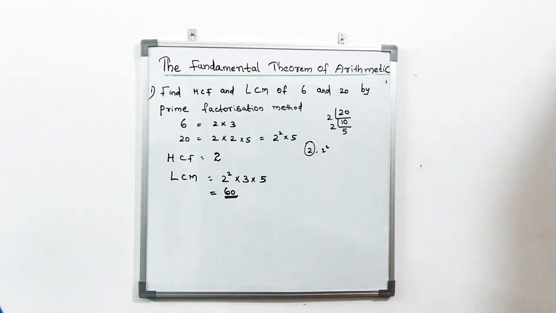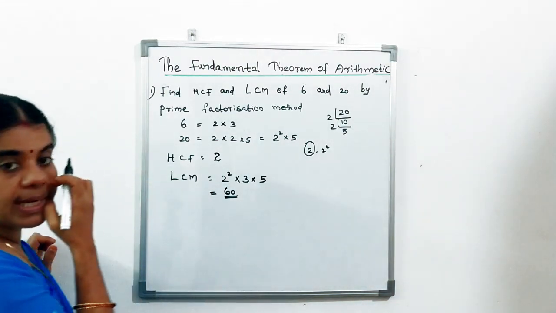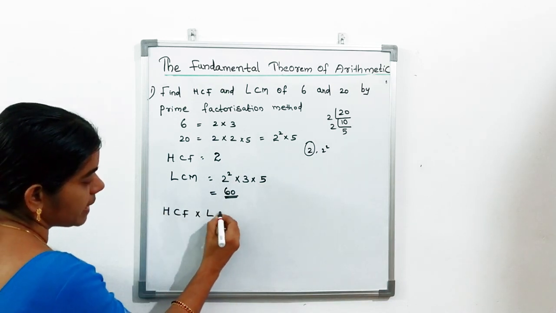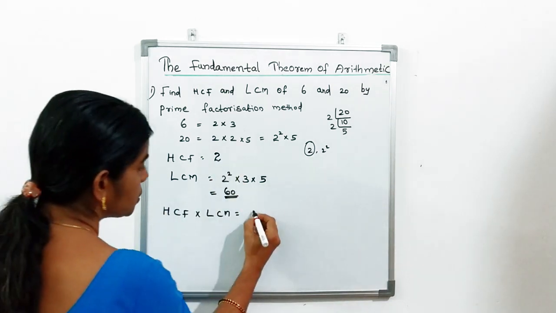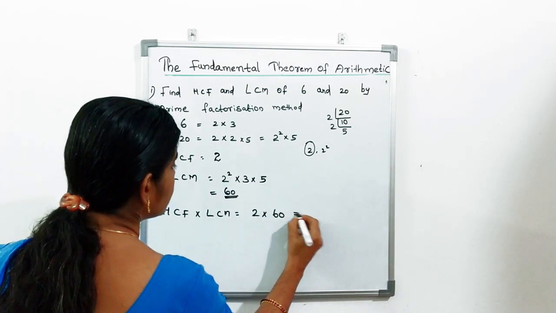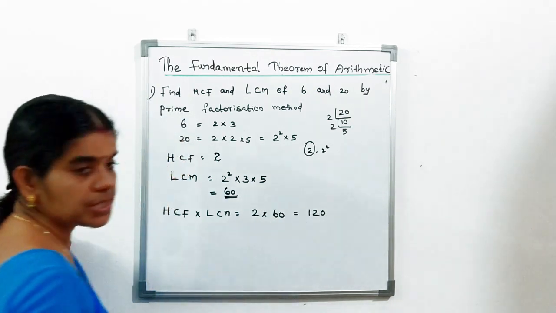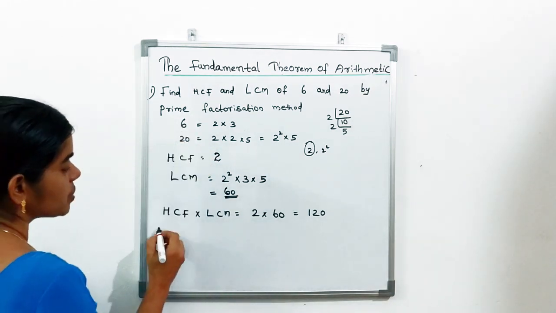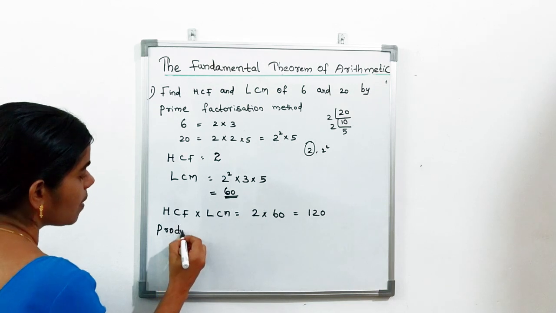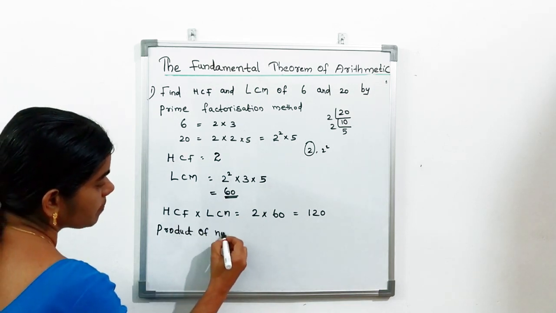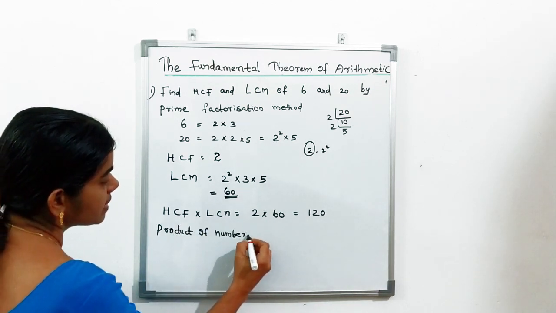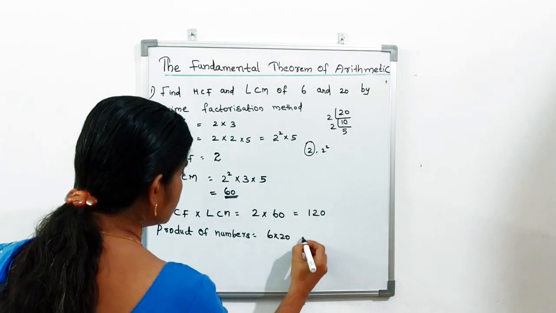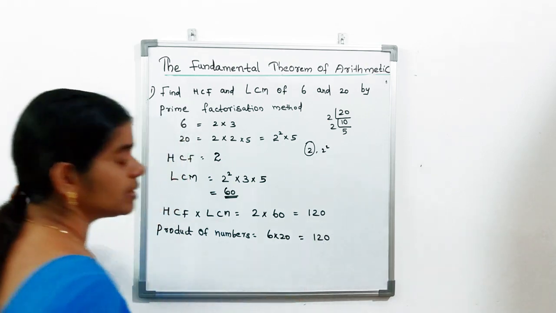Next I am showing one relation. I am doing HCF into LCM. What will be HCF here? 2. LCM is 60. Then 2 into 60 you are getting 120. Then I am doing the product of the numbers. What will be the numbers here? 6 and 20. Then 6 into 20, that also you got 120.